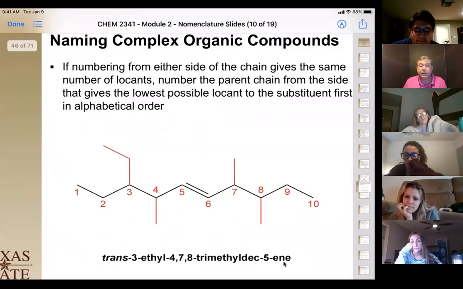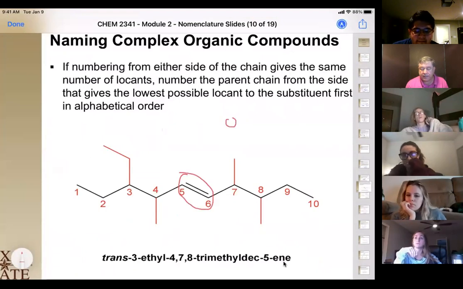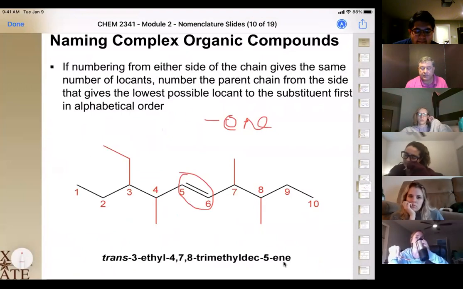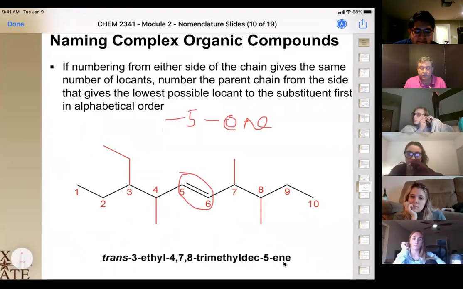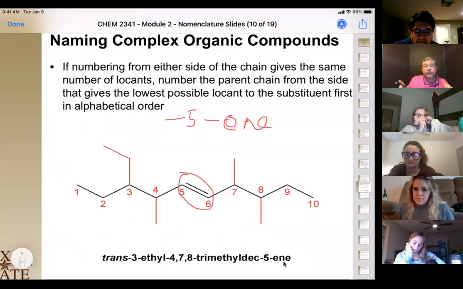So in this case here, when we have our double bond, which is what we're naming our compound for, we know we have an ene. And no matter which way we number it, it's going to be a 5-ene, because we can number it from both directions to get to a 5 in the middle. We now have to look at the numbering on either side based on the lowest possible number substituent.